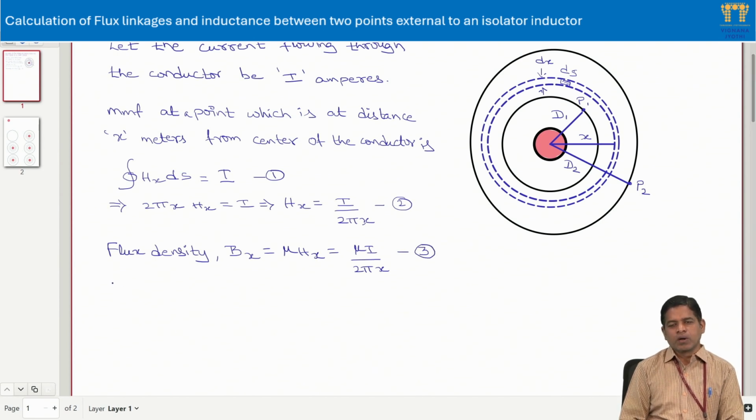Now if I want the flux in the tubular element, if I say the flux which is flowing in this tubular element is some d phi, then I can write the flux in the tubular element d phi will be equal to this flux density Bx multiplied by the area which is normal to the flux lines.